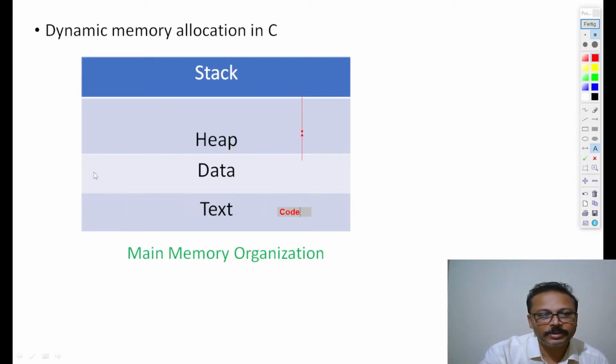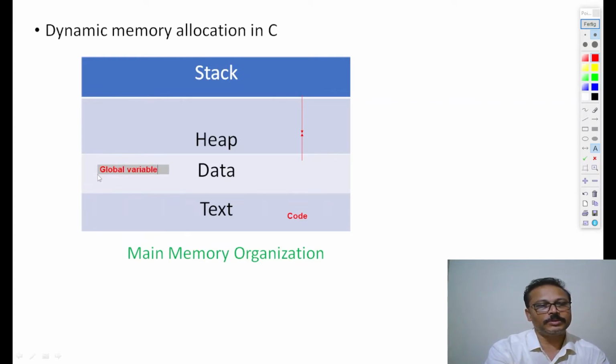The data part contains the global or external variables. In simple terms, these are variables whose values are valid throughout the program, not just restricted to functions. So this is for global variables.